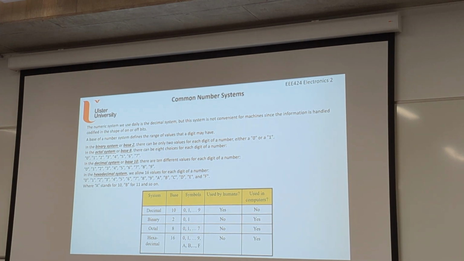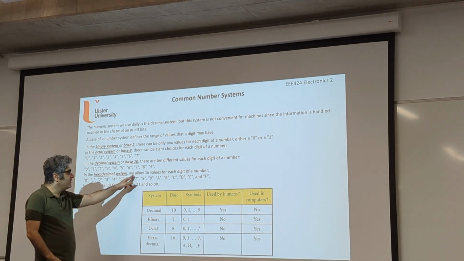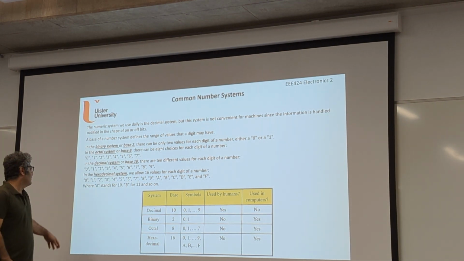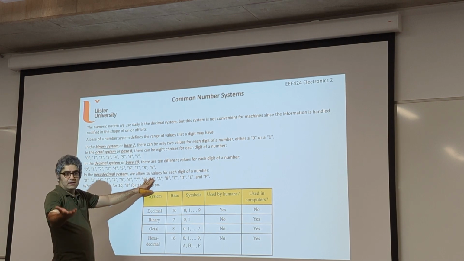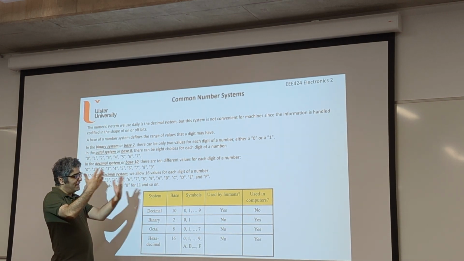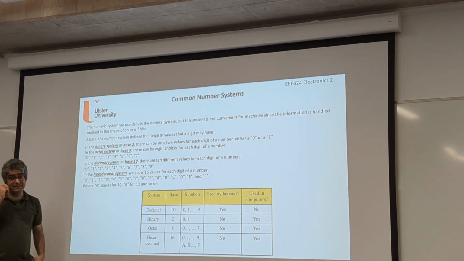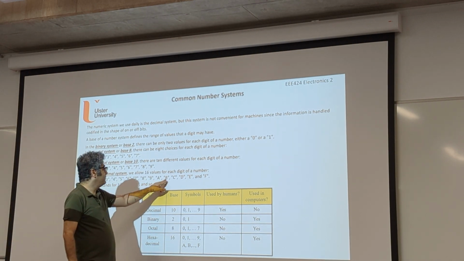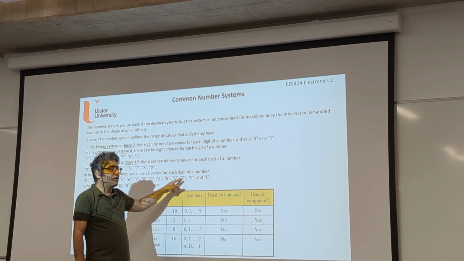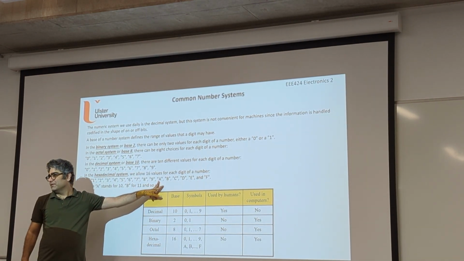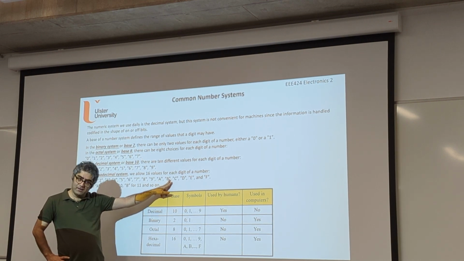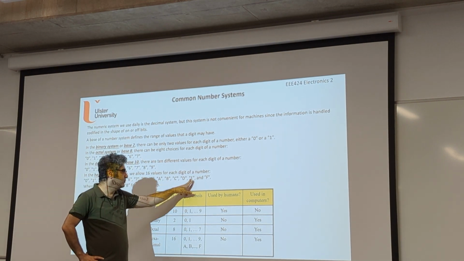And then we have the hexadecimal system. We have 16 values for each digit of a number. We have 0 to 9 as decimal, but we have extra digits. How can we represent them? We can represent them by A, B, C, D, E, and F. What is A? Can you tell me? 10. B? 11, 12, 13, 14, 15.